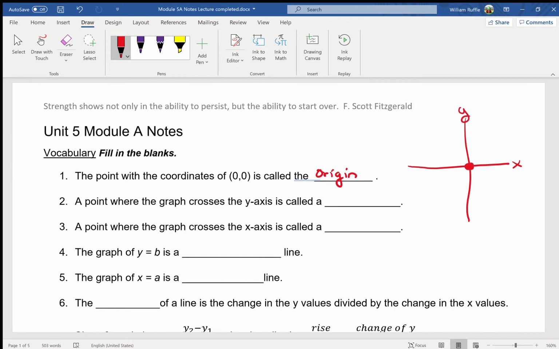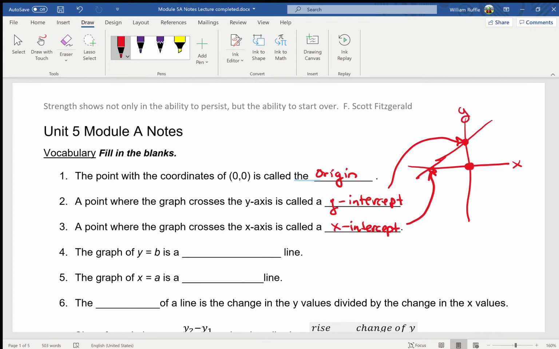A point where the graph crosses the y-axis is called a y-intercept. And we will be doing lots and lots of those. Like if I had a graph here, that's the y-intercept. And a point where it crosses the x-axis is called the x-intercept. So the x-intercept would be right there, the y-intercept would be right there.